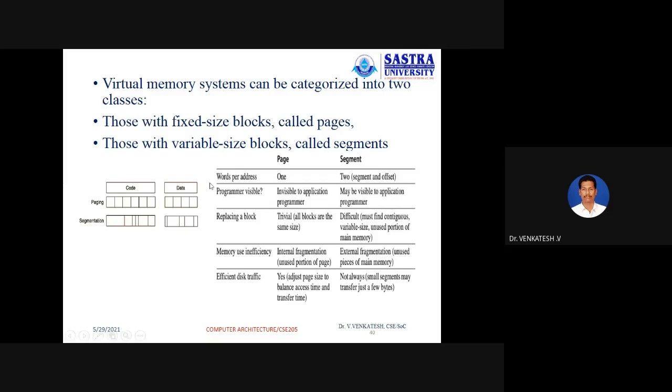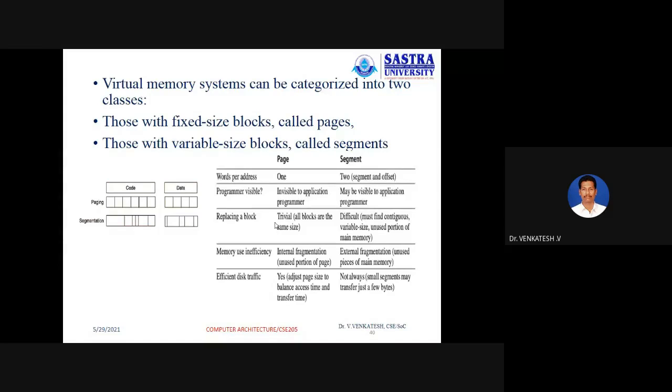Now, there is something called replacement of blocks. What is meant by replacement? In paging, all the blocks are the same size. If a particular block is not used, then that main memory block can be replaced. For example, here the page size is 2K and the memory block is also 2K, so that portion is simply replaced equally.